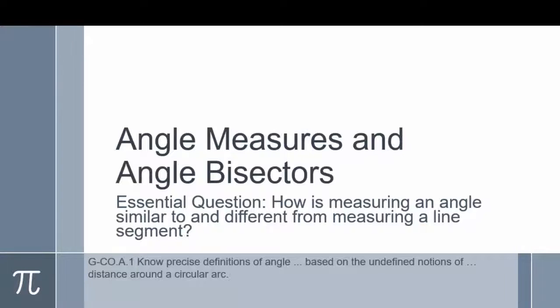This lesson is on angle measures and angle bisectors. Our essential question is, how is measuring an angle similar to and different from measuring a line segment? The standard is G-CO.A.1: know the precise definition of angle based on the undefined notions of distance around a circular arc.